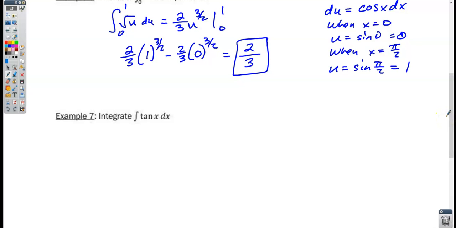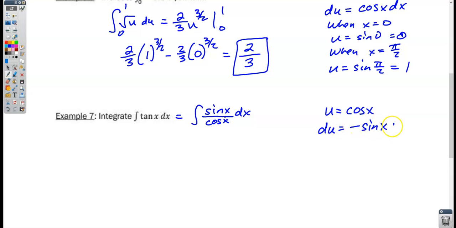It's not apparent, just looking at this, that this is a substitution problem, but it is. Tangent of x is equal to sine of x over cosine of x. And so I need to make a substitution. As far as choices go, I could use u equals sine of x, or I could use u equals cosine of x. In general, when you have a fraction, it's better to use a substitution that comes from the denominator. So I'm going to try u equals cosine of x, and then du is negative sine of x dx. So this substitution indeed is going to work out okay for me.